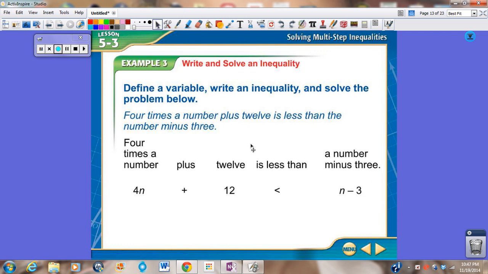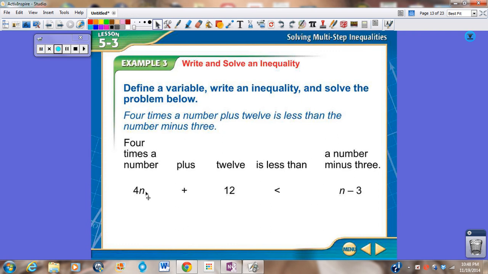Okay, now here in example 3, we are actually writing and solving an inequality. So just be aware that'll be the next daily check. You actually have to write them because we haven't done that previously. Okay, so here you're going to define a variable, you're going to write an inequality, and then you're going to solve the problem. Okay, so it's 4 times a number plus 12 is less than a number minus 3.